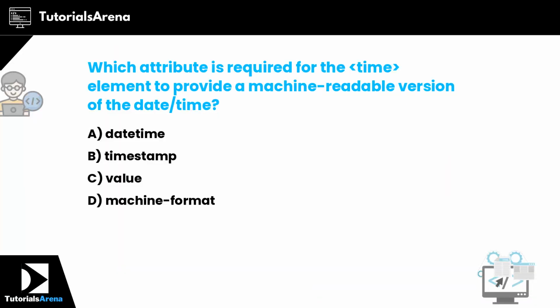Which attribute is required for the time element to provide a machine-readable version of the date time? The correct answer is option A, datetime.